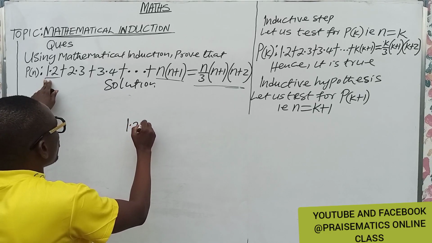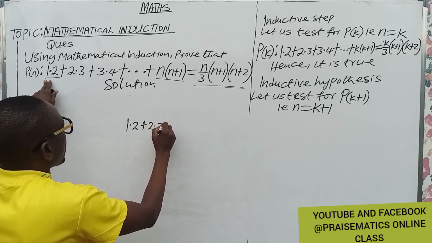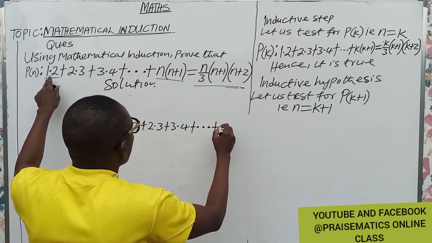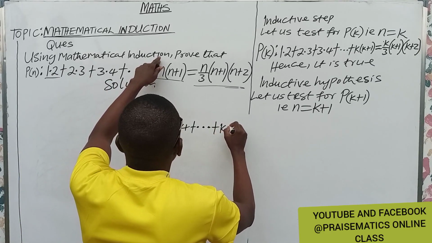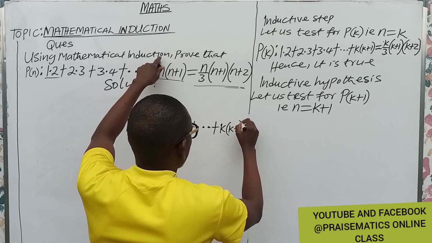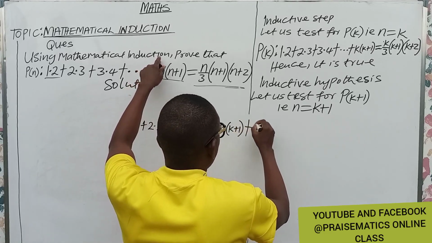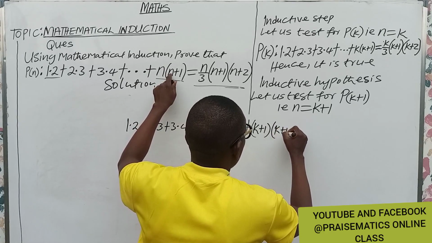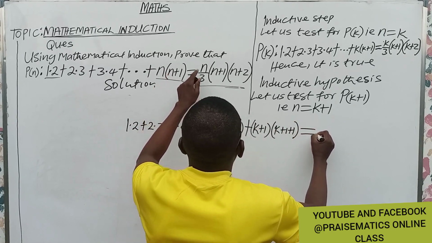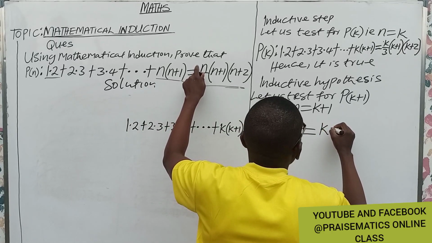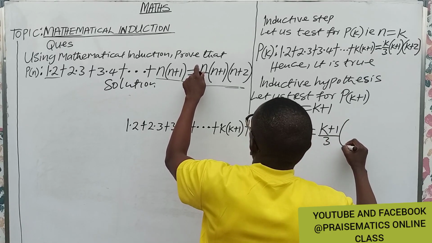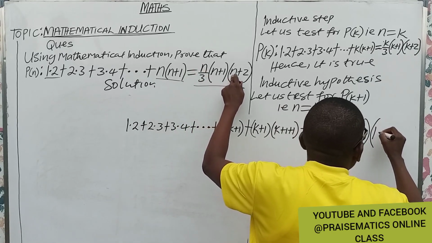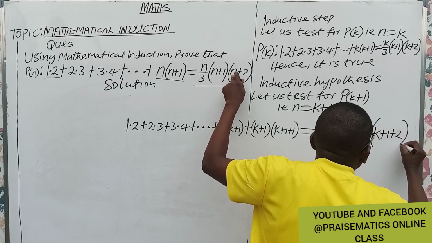1 dot 2 plus 2 dot 3 plus 3 dot 4 plus ... plus k into (k plus 1), plus (k plus 1) into (k plus 1 plus 1), is equal to, anywhere you see n, call it k plus 1: (k plus 1) over 3 into (k plus 1 plus 1) into (k plus 1 plus 2).